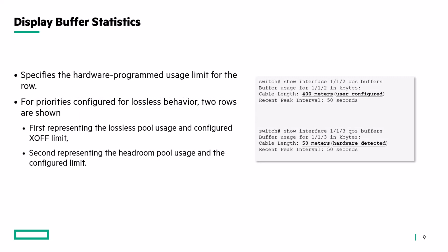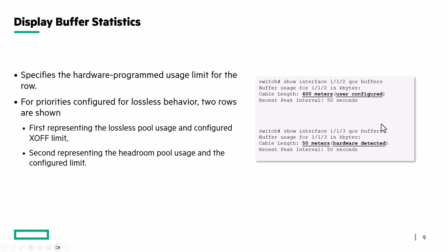And I wanted to also leave you with the display buffer statistics command. So this specifies the usage limit for that specific interface. And for priorities that are configured for lossless behaviors, there's going to be two rows shown. First, representing the lossless pool, and then, of course, the second representing the headroom pool usage.